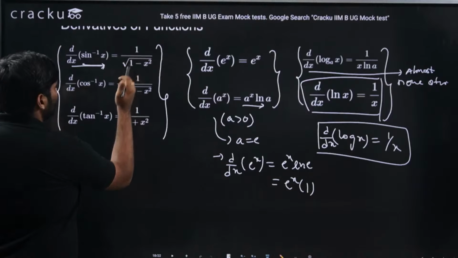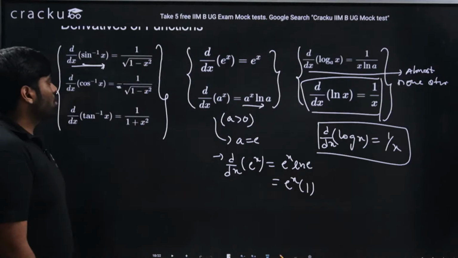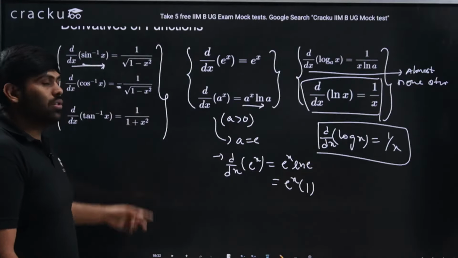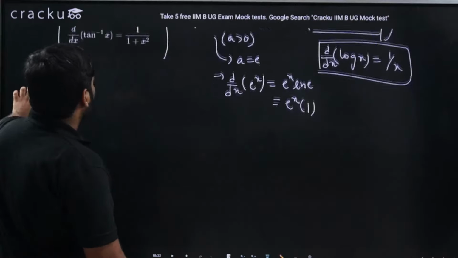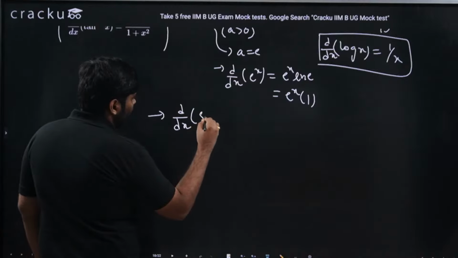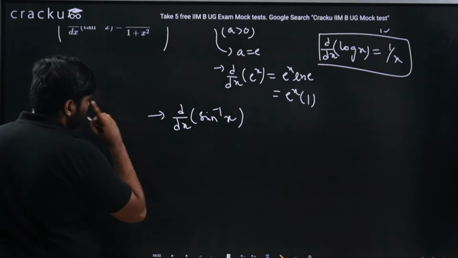Anyways, here it is written. But if someone is unable to see, this is plus 1 by root over 1 minus x square and this is minus 1 by root over 1 minus x square. So I'll just prove for sin inverse x. For the rest of the two, you can try it at your home. So we are doing d by dx of sin inverse x. Right? How to do this?